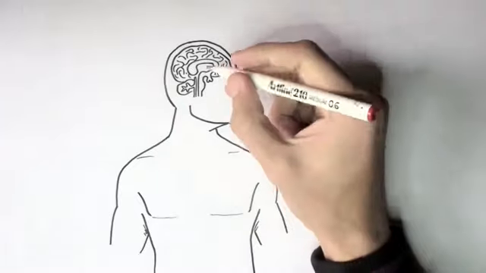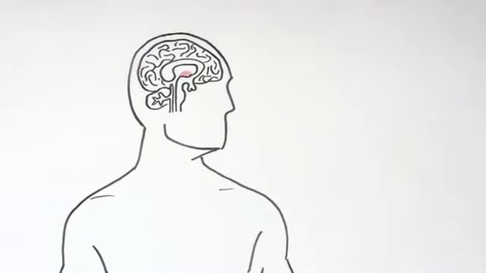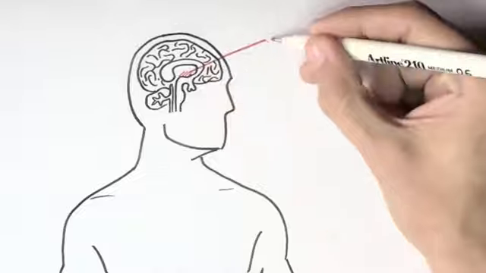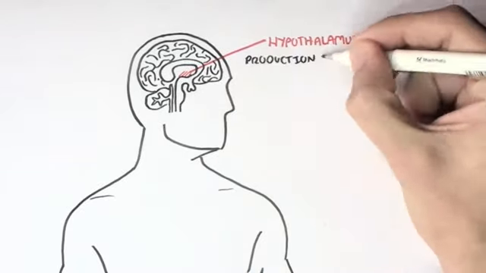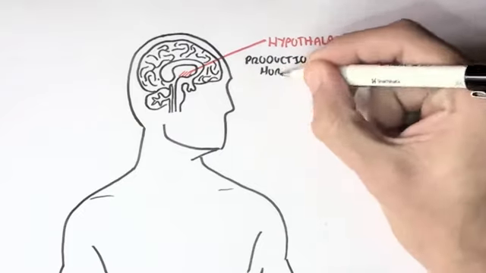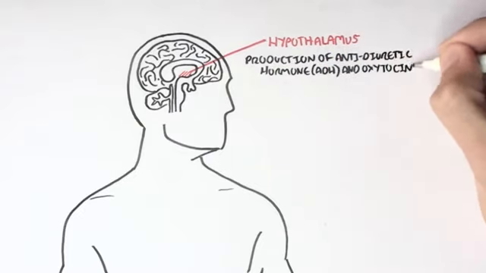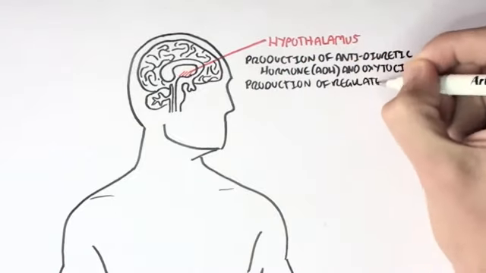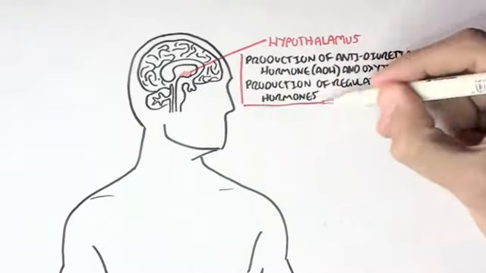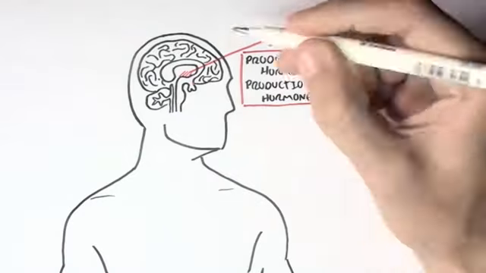The first one is known as the hypothalamus, and this is an endocrine tissue. And the hypothalamus is responsible for the production of antidiuretic hormone and oxytocin. It is also responsible for the production of the regulatory hormones. And we will look at what these do.